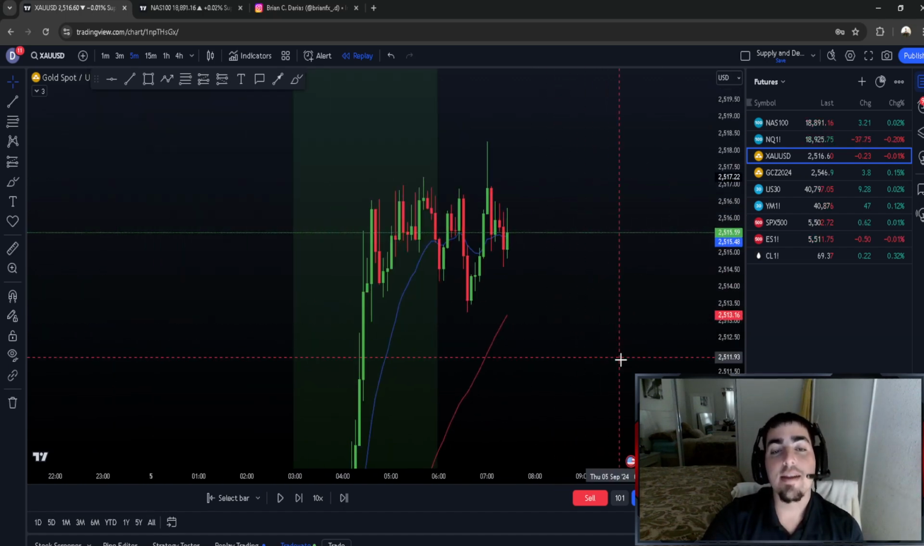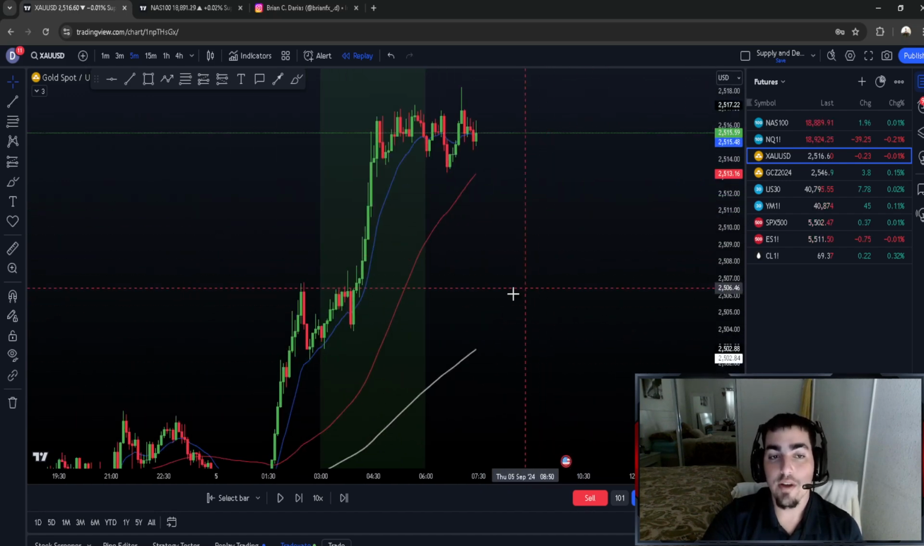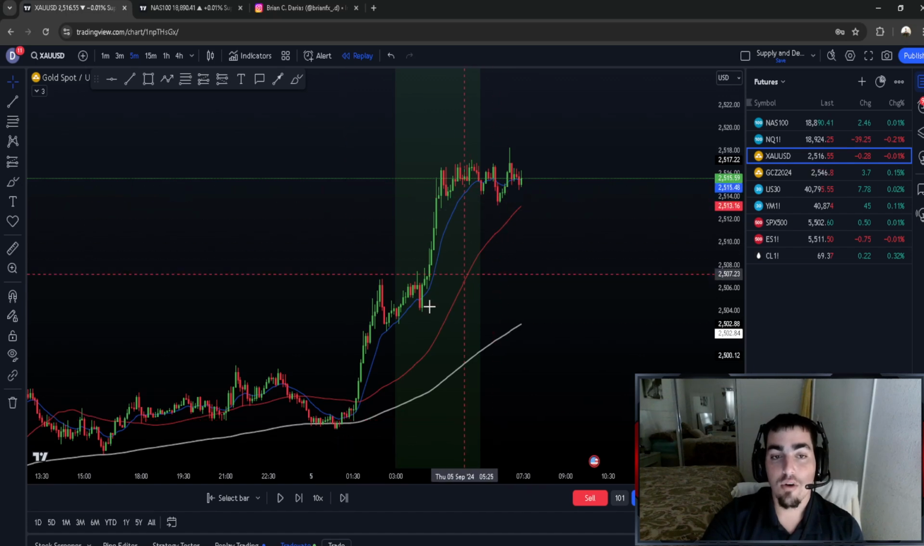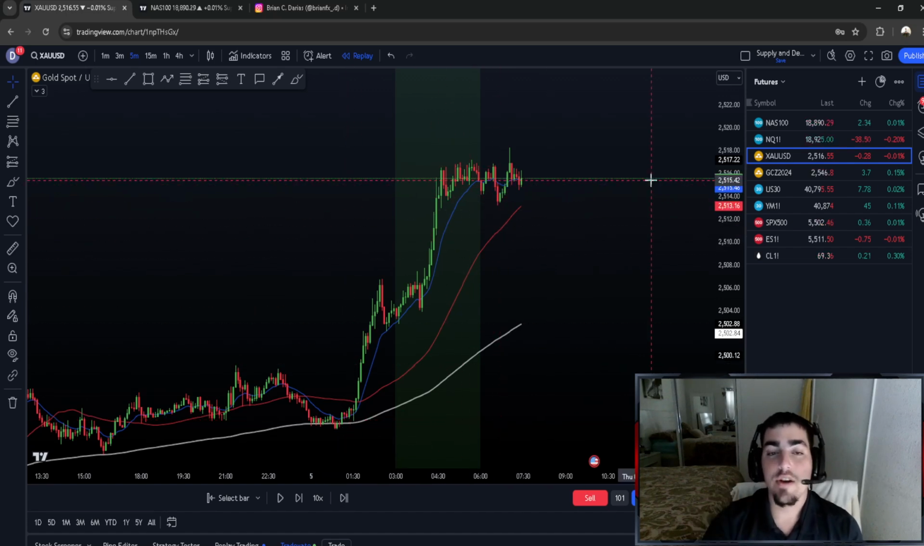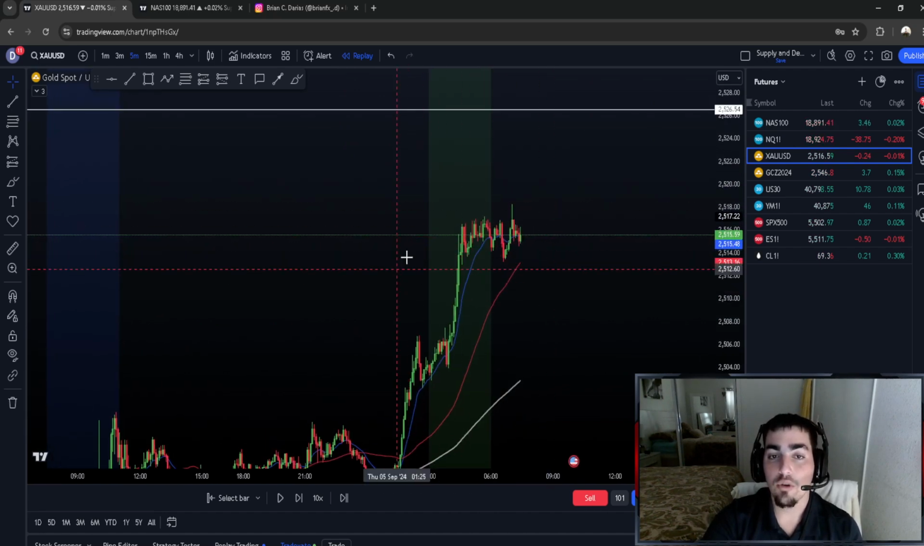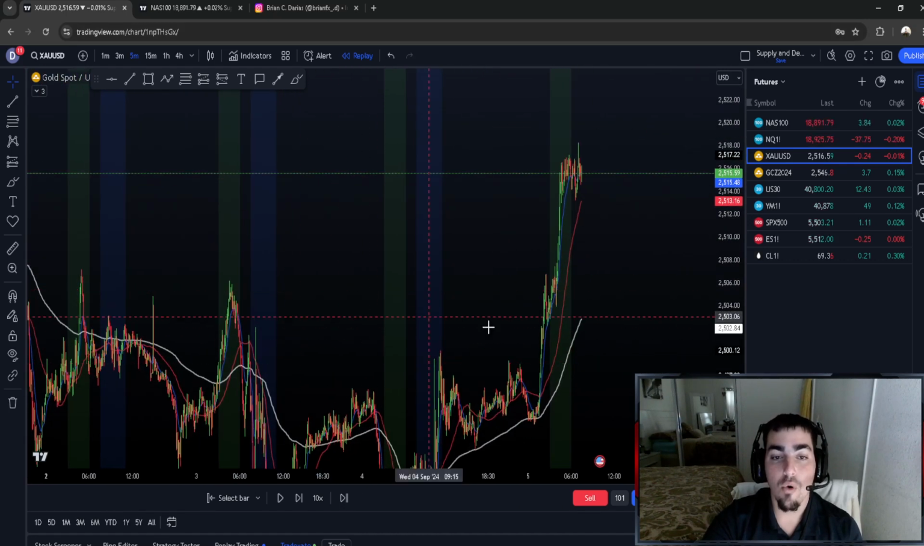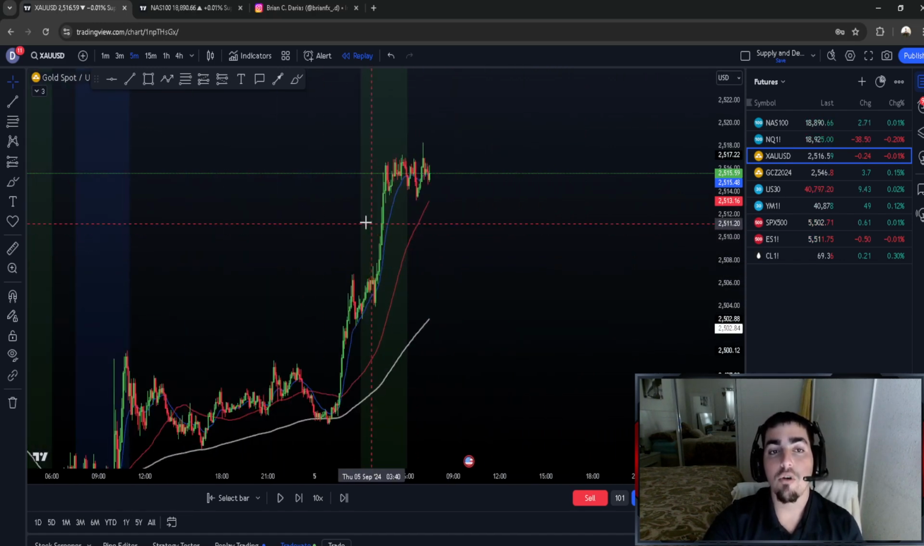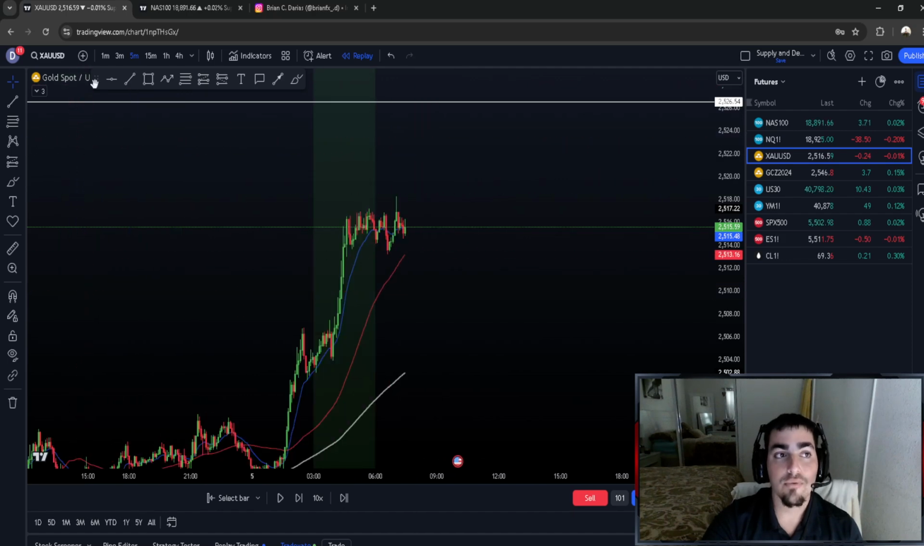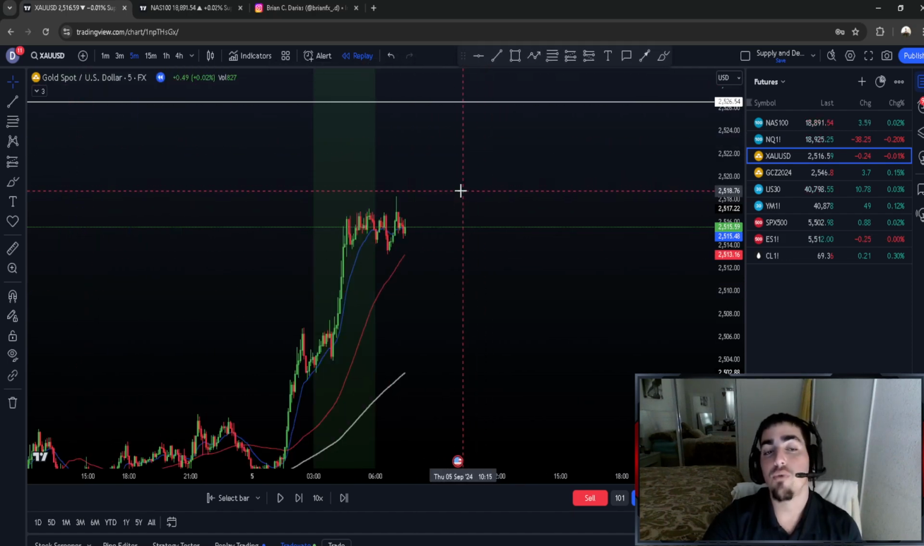So let me break down briefly the gold trade that I took today, which was this one over here. When I woke up at around 7:30, 7:40, I saw that gold was super bullish for London session. We also had all the EMAs in confluence, and we have been breaking highs for the London session. So overall, gold was super bullish for the day, so I was liking gold for buys.